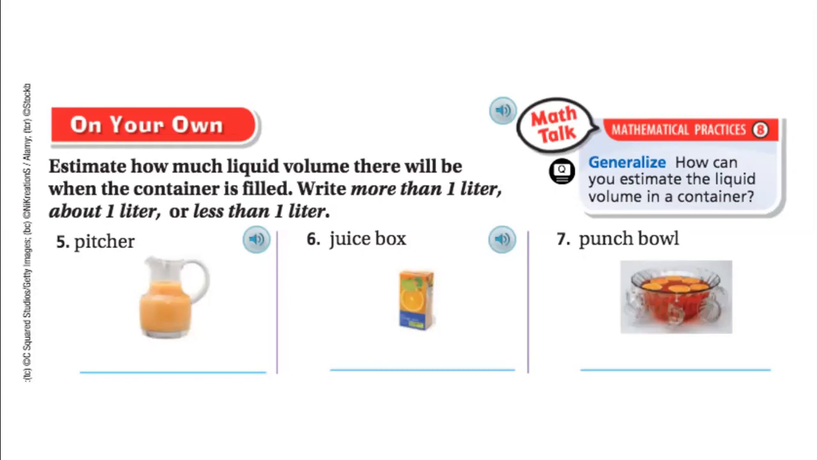Number 6, we have a juice box. I know it's definitely not more than 1 liter, and I know it's not about 1 liter. This is less than 1 liter. So number 6, the juice box, is less than 1 liter. Number 7, we have a punch bowl. If you have not seen one, some people have this for parties, and they make fruit punch and things like that. I can tell it looks bigger than the pitcher, which was about 1 liter, and it's definitely bigger than a juice box, which was less than 1 liter. So my answer for number 7 would be more than 1 liter.